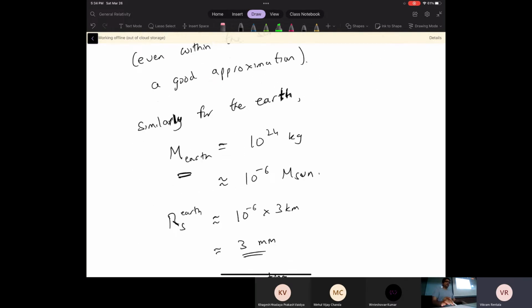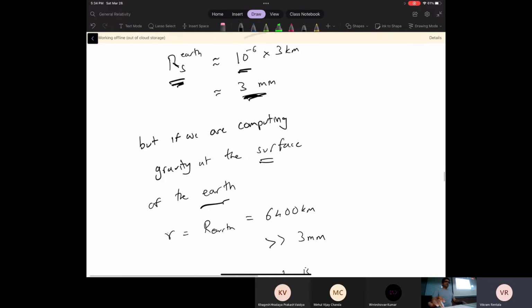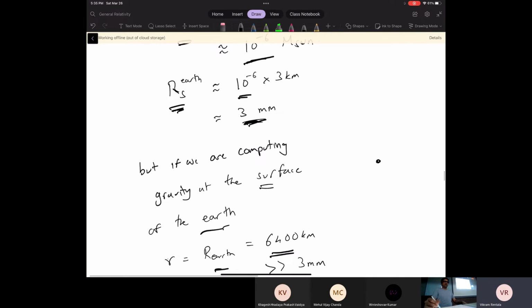Similarly for the Earth, the mass of the Earth is about 1,000,000 times smaller than the sun. So the Schwarzschild radius is also 1,000,000 times smaller than the sun. It's about a few millimeters rather than kilometers. So if we are computing the gravity at the surface of the Earth, the radius of the Earth is 6,400 kilometers. So again, if I take the entire Earth to be a point mass, and if I'm within 3 millimeters of that point mass, strong gravity effects are important. But if I'm 6,400 kilometers away from that point mass, then the effect of strong gravity is not important. If the gravitational field is weak, my Newtonian gravitational laws are a perfectly good approximation.